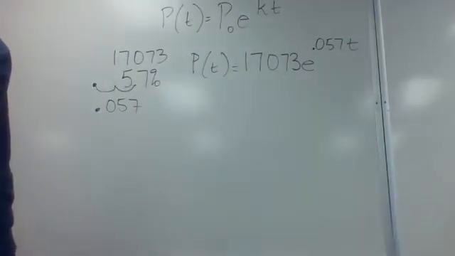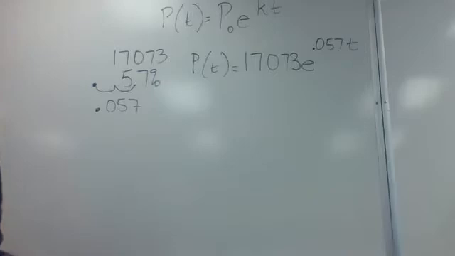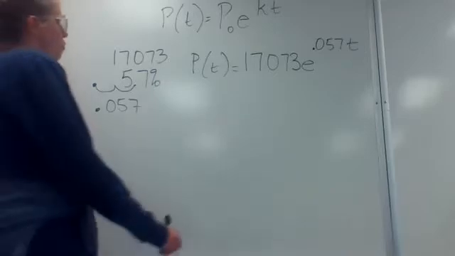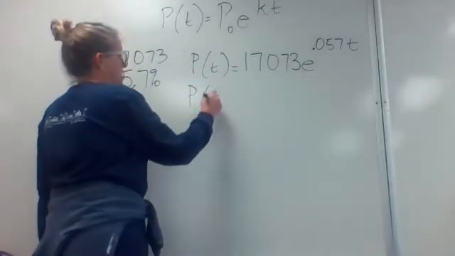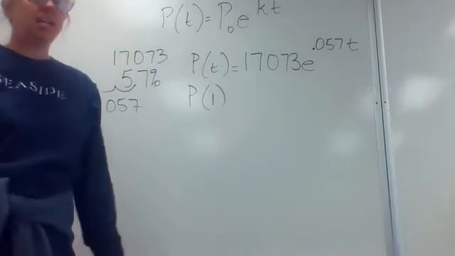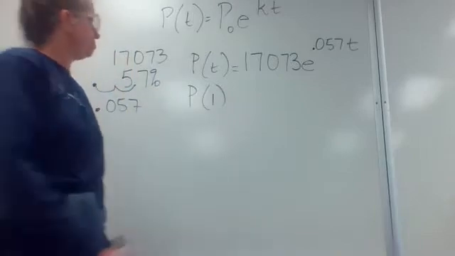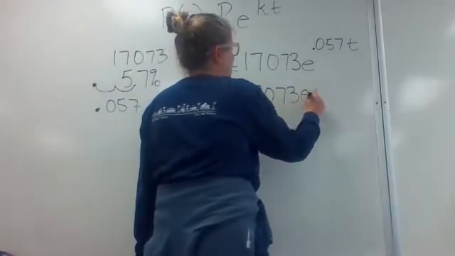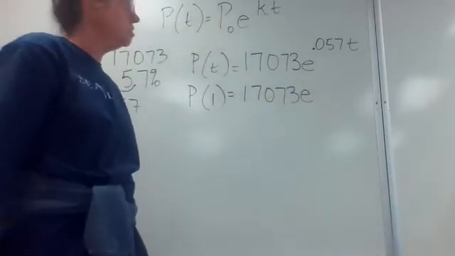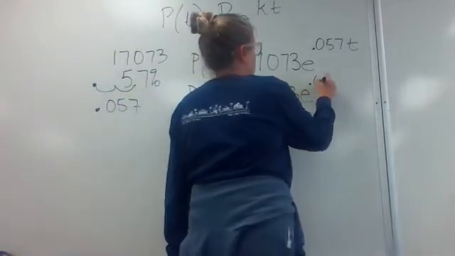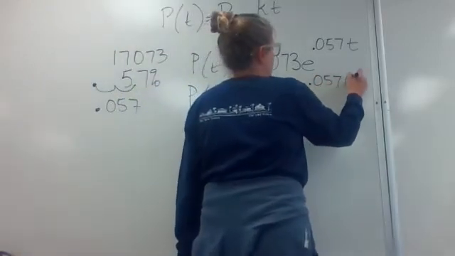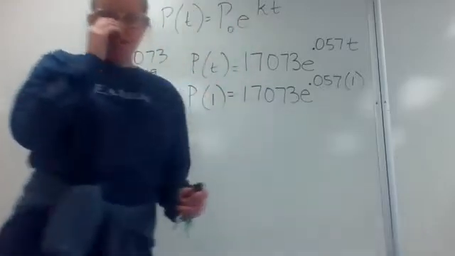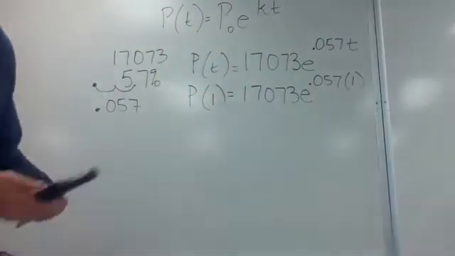Then the next several parts to this problem are all asking for the balance after such and such year. The first one says, what's the balance after 1 year? Which means I'm replacing the T with a 1. So I've got 17,073 E to the 0.057 times 1. And then you'll just put that in your calculator.